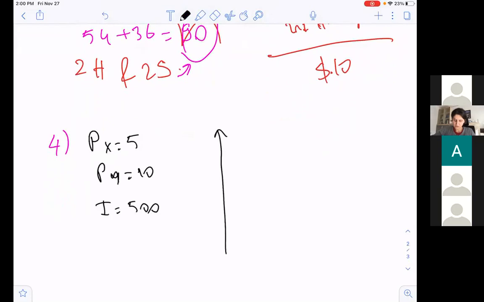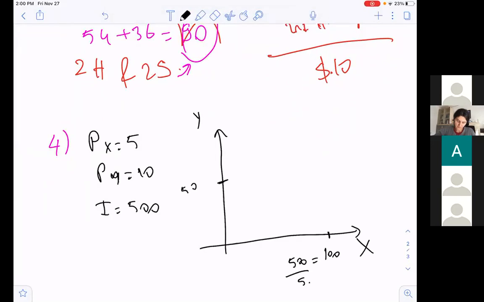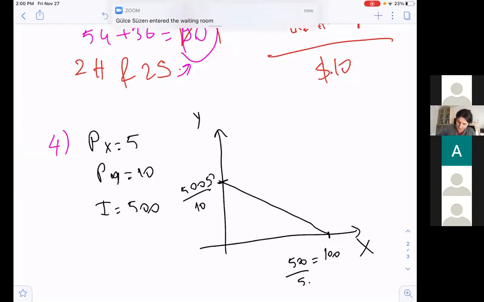So how are we going to do this? On the x-axis, let's put the amount of X, and on the y-axis, the amount of Y. If this person spends all of her money on X, she can buy 100 units, so this is 500 divided by 5. And if she spends all of her money on Y, she can buy 500 divided by 10, which is 50 units of Y. So this is the budget constraint.